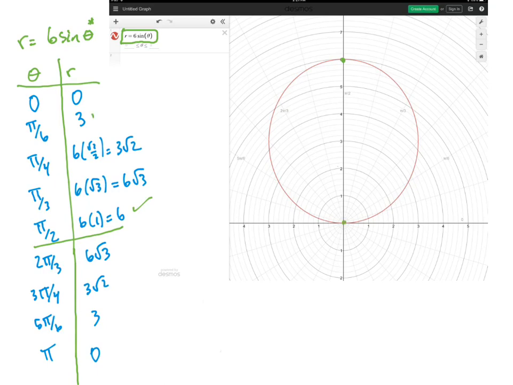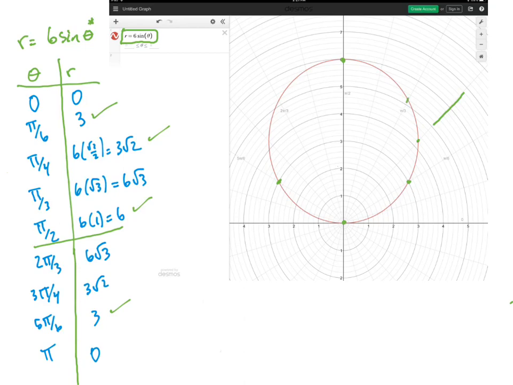Let's look at this right here, pi over 6, comma 3. So pi over 6 is this angle, and 3 is 3 units outward from the origin. Those are the easy ones, the ones that come out to be integers. Moving down, pi over 4, that's this angle right here. And 3 square root of 2, well, square root of 2 is about 1.4, times 3 is a little bit more than 4, and that makes sense.